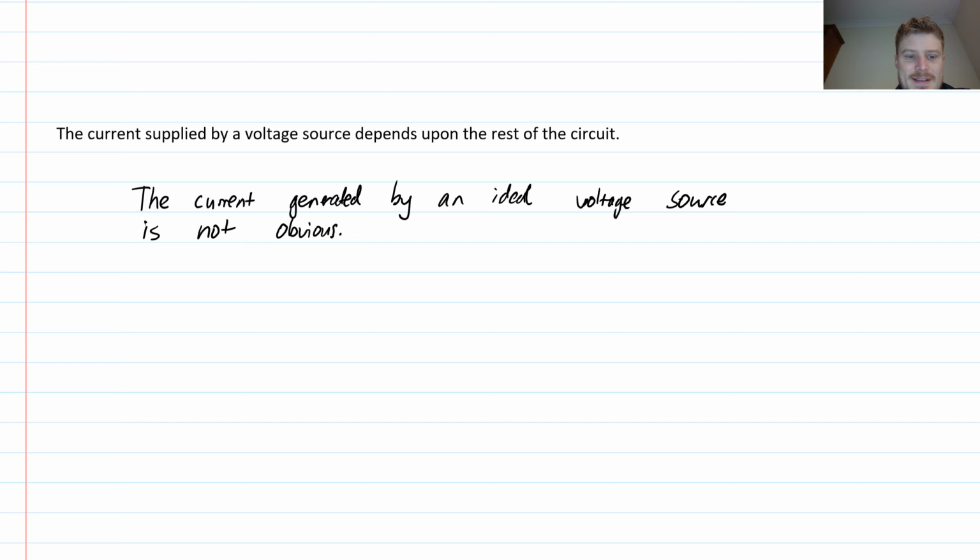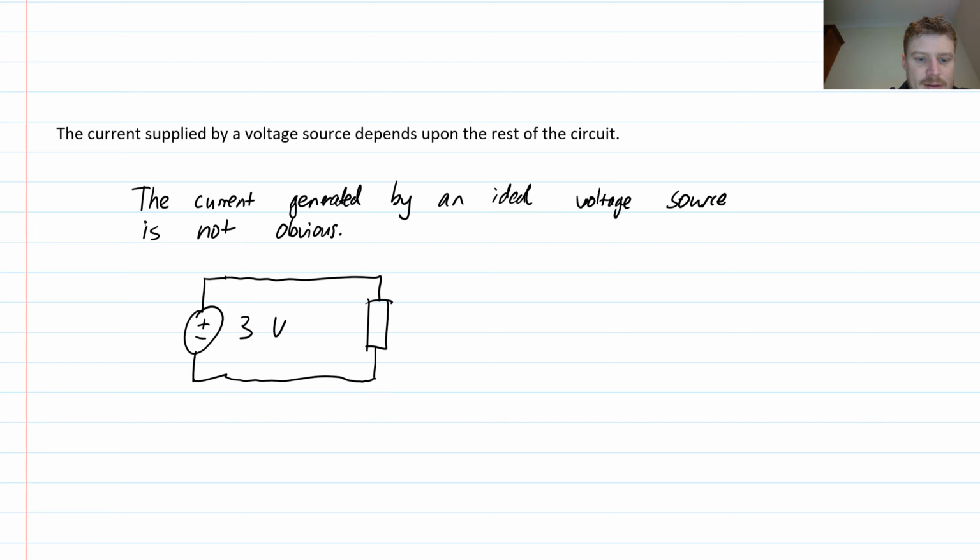The voltage is easy. The voltage, of course, is just written on the component. So this would be a 3-volt source. But let's say I hook this up to some circuit, and I'll draw a little box that indicates there are some other components. I'm not saying what those are right now. If I wanted to know what the current I is here, some work would be needed. I would need to analyze the rest of my circuit in order to calculate that current.